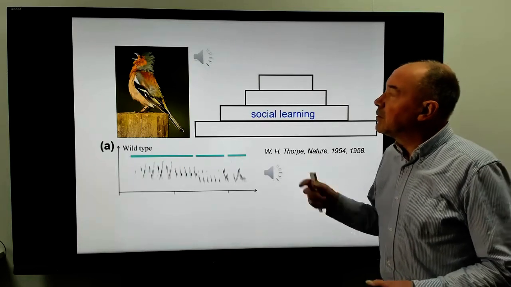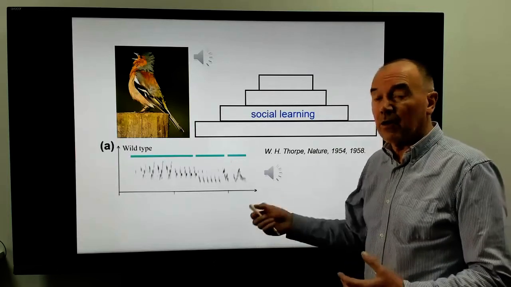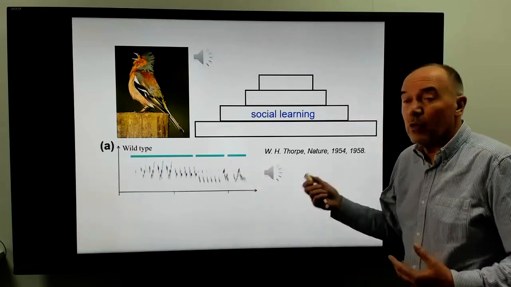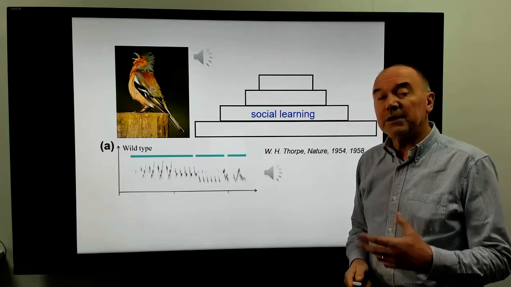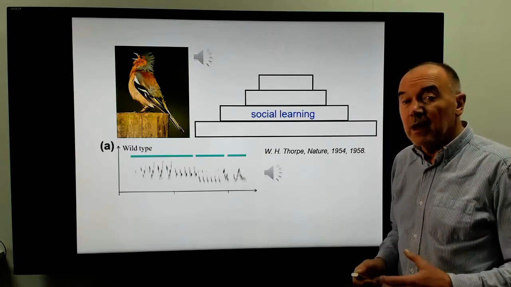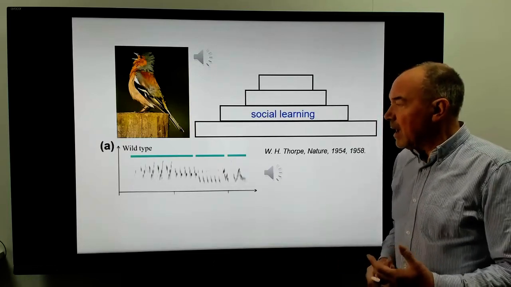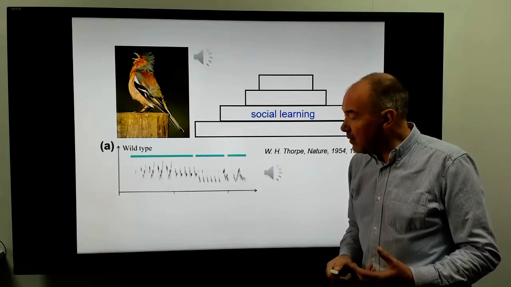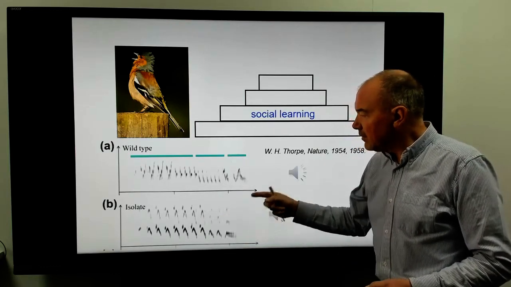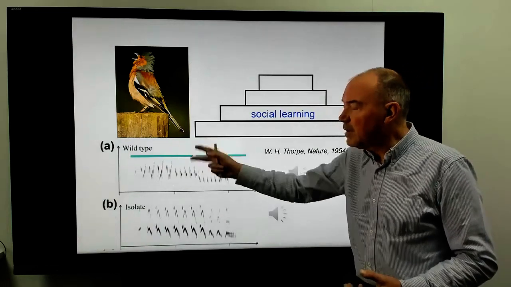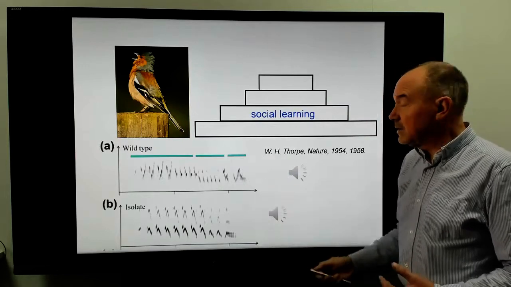And what Thorpe did was to study birds who were reared with others, and they then tended to sing a song like this, so-called wild type song. But importantly, he then reared some birds by themselves. And these solo birds then didn't have any other chaffinches to learn from, and they sang songs, but those looked like this, just a repeated series of notes, but they don't have this three-part hierarchical structure. They don't show this quite distinctive terminal flourish.